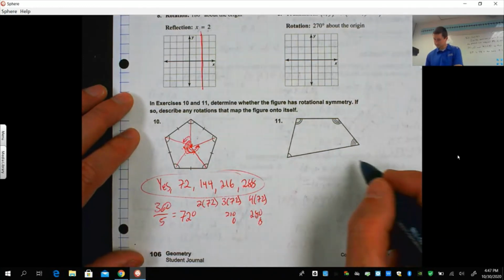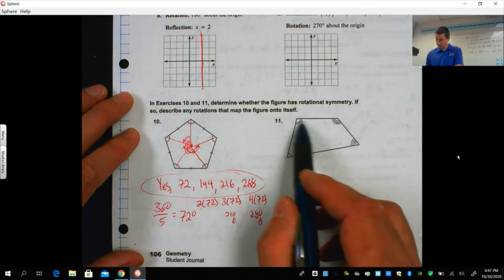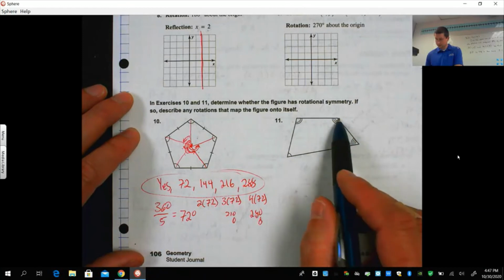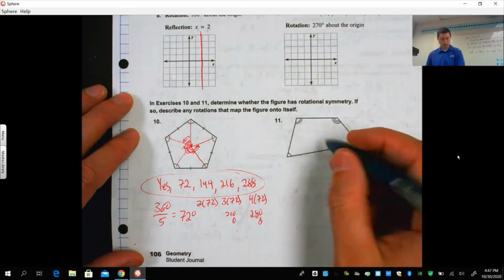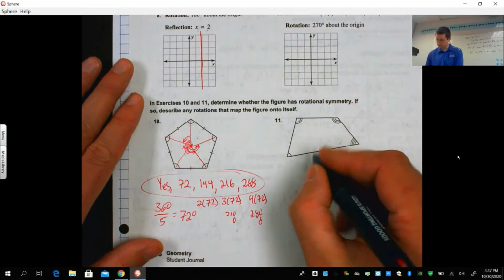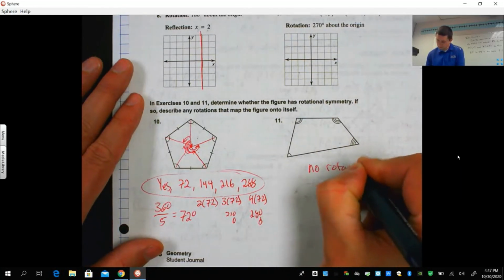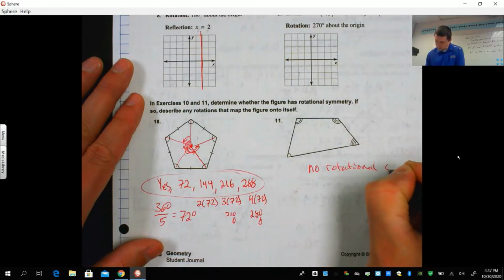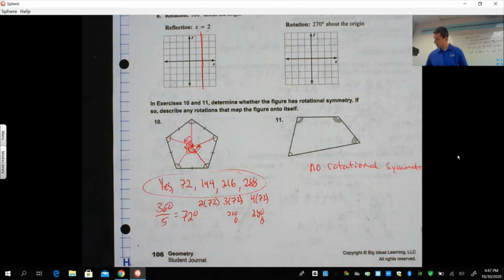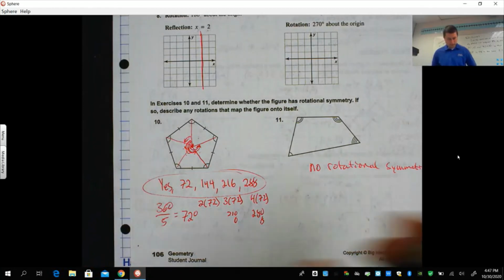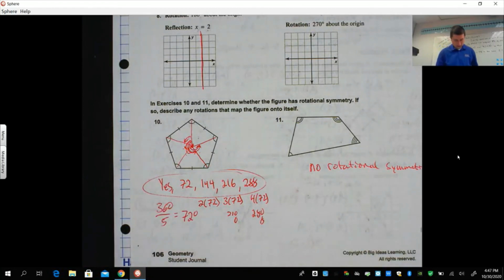This one here, these 2 angles are the same, but there's no way to rotate it. You can imagine it rotating and going back onto itself. So this one has no rotational symmetry. Okay? So rotational symmetry, once you look at these examples here, identifying rotational symmetry.